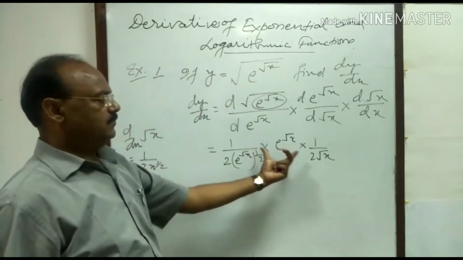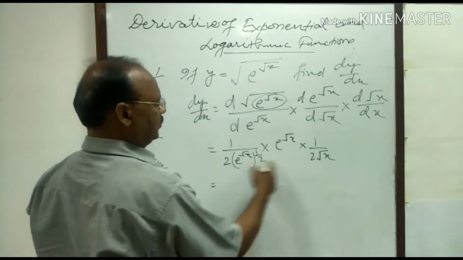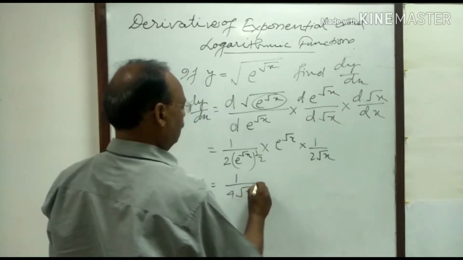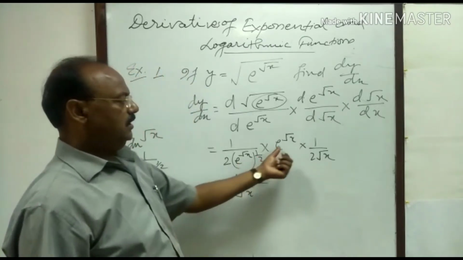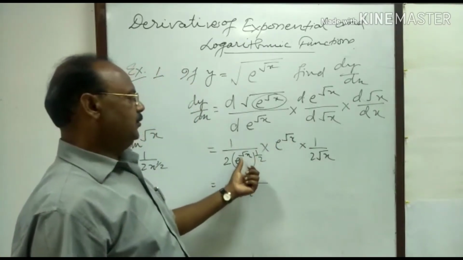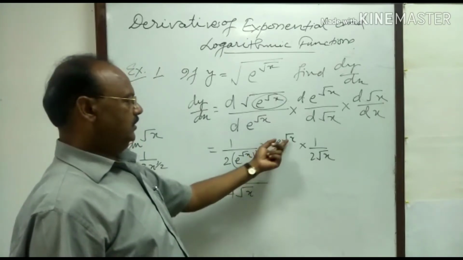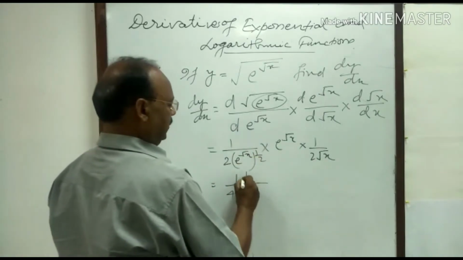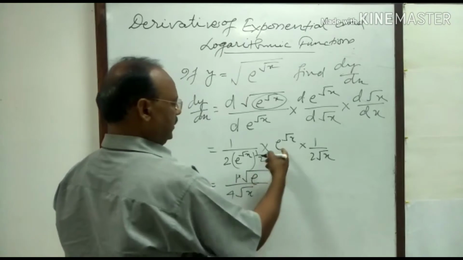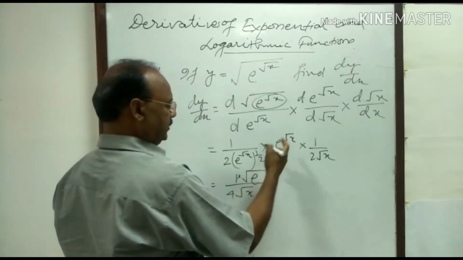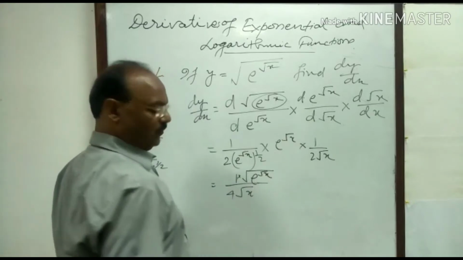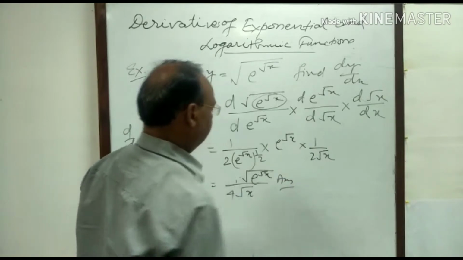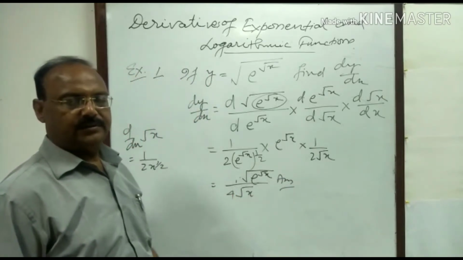So after simplifying this part, we'll get the answer. Here 2 into 2 is 4. You can write here root x and simplify here. This is e to the power root x, and this is (e to the power root x) to the power half. So this will be cancelled out with each other. So we can write 1 into this power of half of this expression, so root x. So we are getting this much as an answer.